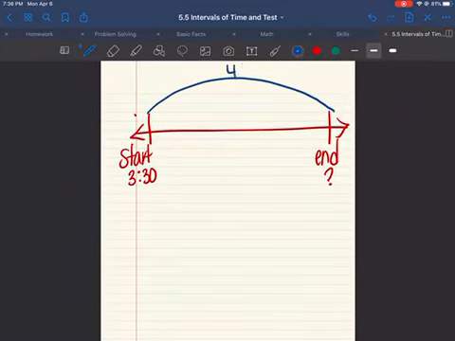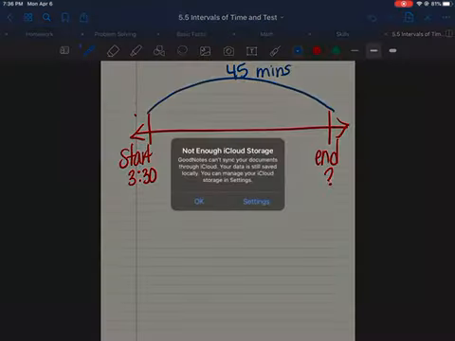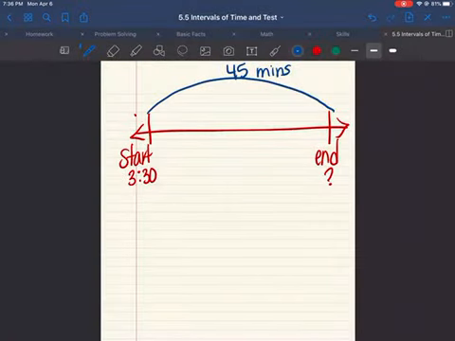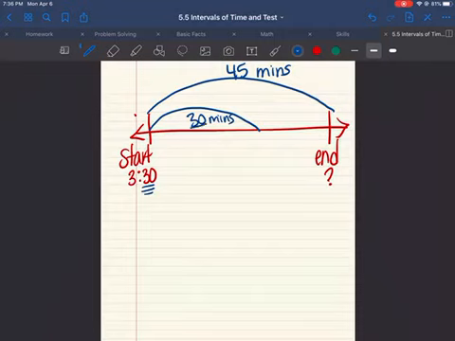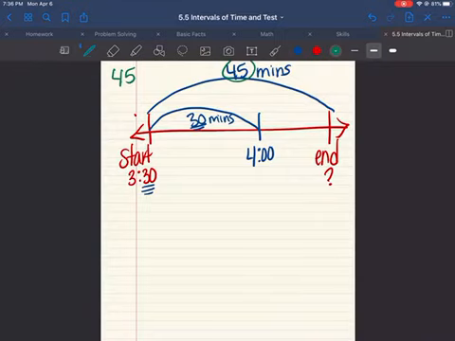How long did he play for? 45 minutes. So in total, I need to add 45 minutes. So if I'm at 3:30, I'm actually going to jump 30 minutes. Remember, I have 30 minutes, and if I add 30, that would be 1 hour. So that means it's going to be 4 o'clock. We needed to add 45 minutes. I just added the 30.